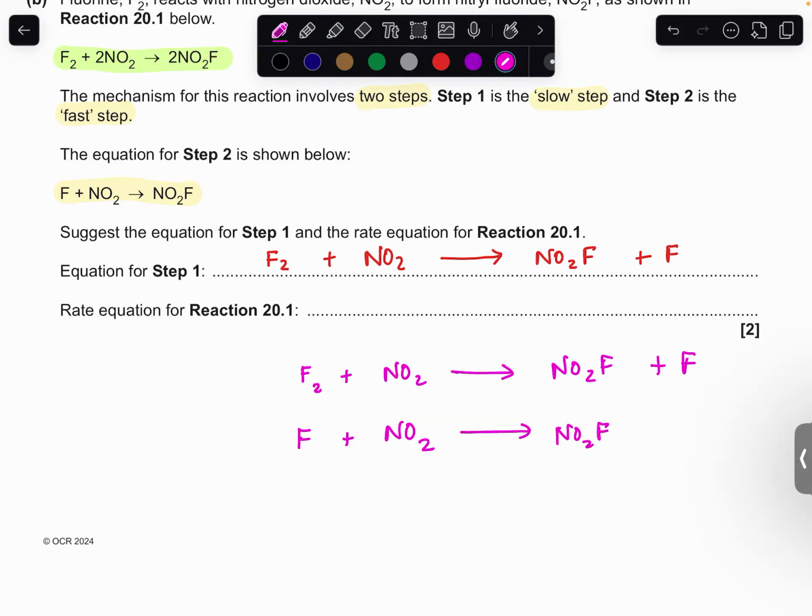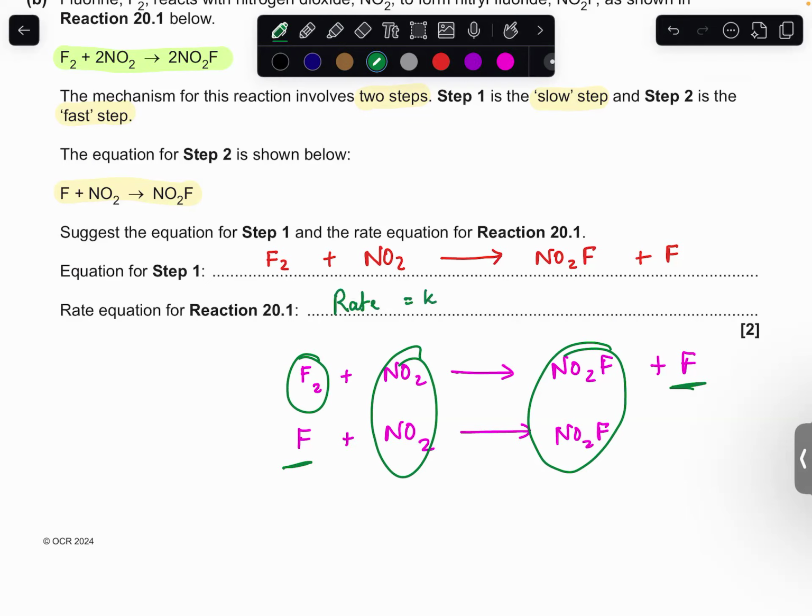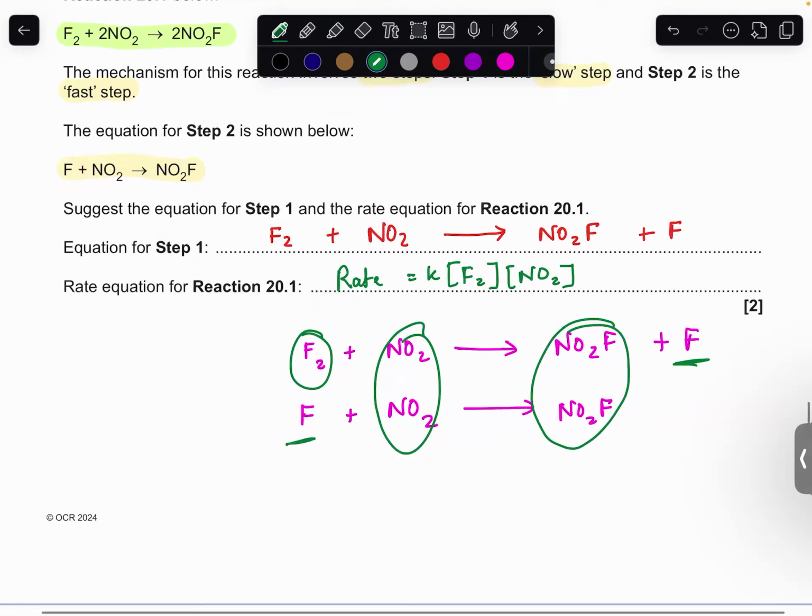And you see whatever's on both sides cancels out, F and F. So you end up with F2 plus 2NO2 gives you 2NO2F. The rate equation would be, in the slow step, step 1, rate will be equal to k, the constant, times [F2] times [NO2]. F2 is first order because there's only one F2 reacting, and NO2 is also first order because there's only one molecule reacting. That's that. Let's move on.